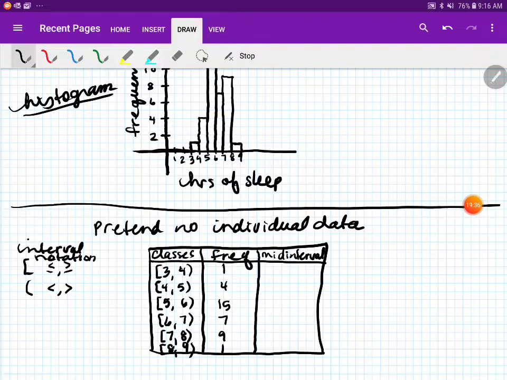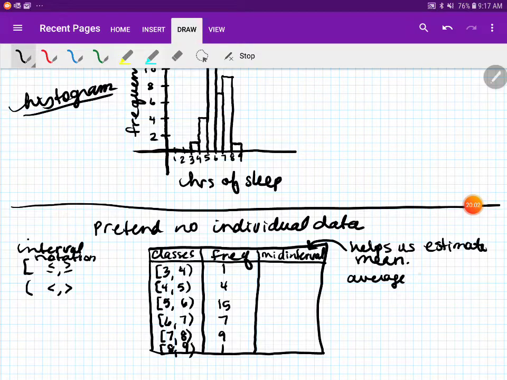The mid-interval column helps us estimate the mean. Remember, this is if we didn't have the individual data. What it is, is the mid-interval is the average of the class boundaries. The lower boundary and the upper boundary of a class: when you look at these two values, the yellow would be the lower boundary and the 4 would be the upper boundary. So just some terminology.